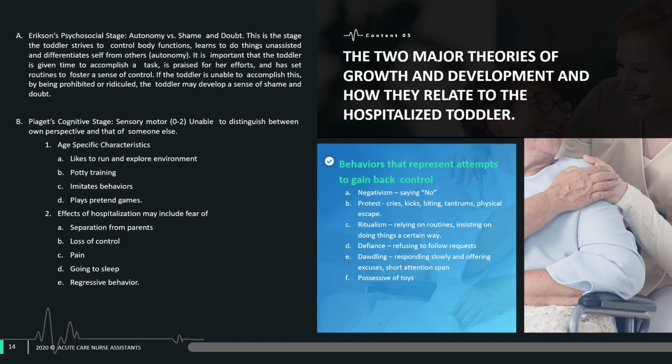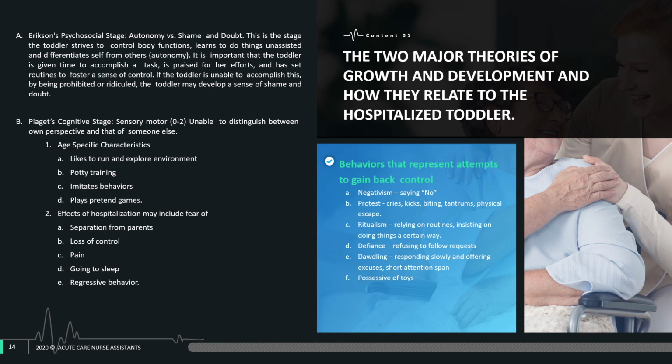Piaget's cognitive stage: sensorimotor, 0 to 2. Unable to distinguish between own perspective and that of someone else. Age-specific characteristics: likes to run and explore the environment, potty training, imitates behaviors, plays pretend games.